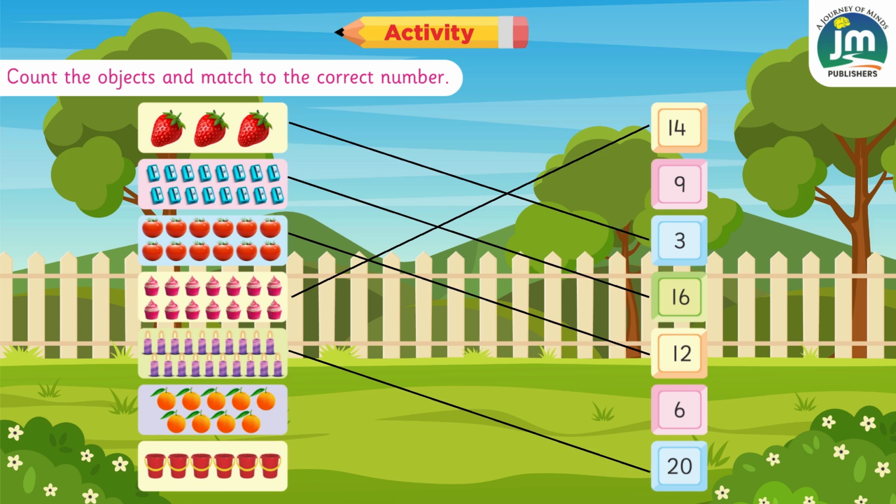Look at this. We have some oranges. So let's count with me. 1 2 3 4 5 6 7 8 and 9. So we match the number 9 with oranges.